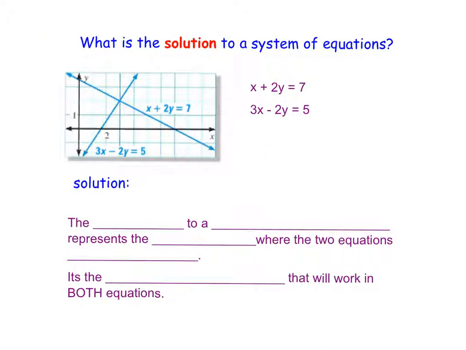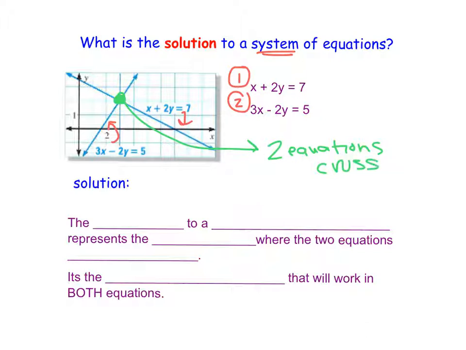On this slide, I've taken two equations with the same variables, which means it is a system of equations, and I've graphed them on the same coordinate plane. Here is the graph of x plus 2y equals 7. Here is the graph of 3x minus 2y equals 5. If we look at this graph, we'll notice there's a very important key point. While there are a lot of points on the graph, there is one point in particular right here where the two equations cross.